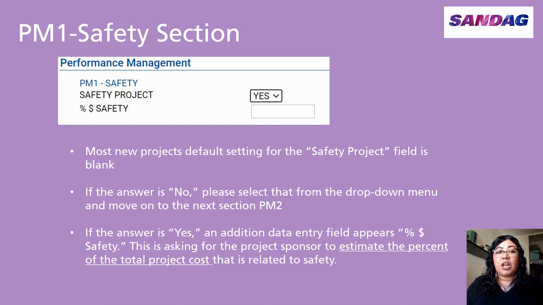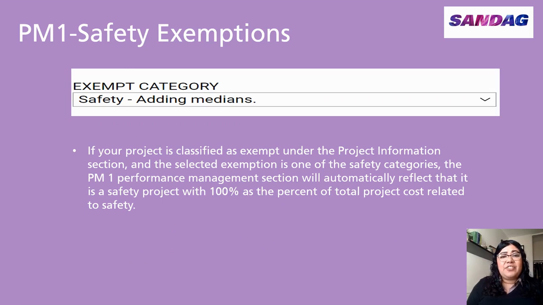This is asking for the project sponsor to estimate the percentage of the total project cost that is related to safety. This is simply an estimate and will be used in summary statistics in reporting required by the Federal Highway Administration. If your project is classified as exempt under the Project Information section, and the selected exemption is one of the safety categories, the PM1 Performance Management section will automatically reflect that it is a safety project with 100% as the percent of total project costs related to safety. The percentage can be updated if needed.